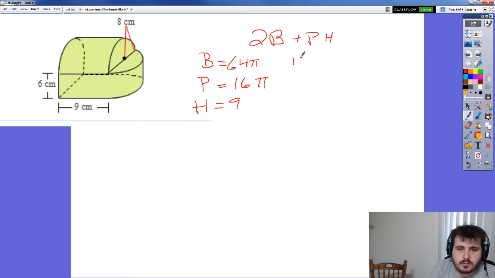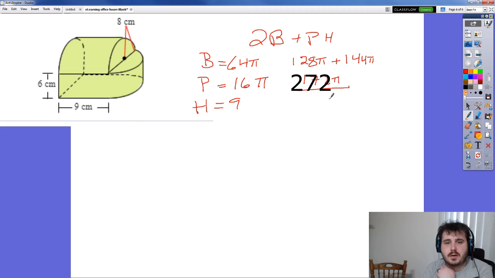2B is 128 pi, plus Ph, 16 times 9, I think is 144. Yeah, 144 pi. And then add those together. And that's if it were the whole cylinder, we can divide this by 2 and get 86 pi.